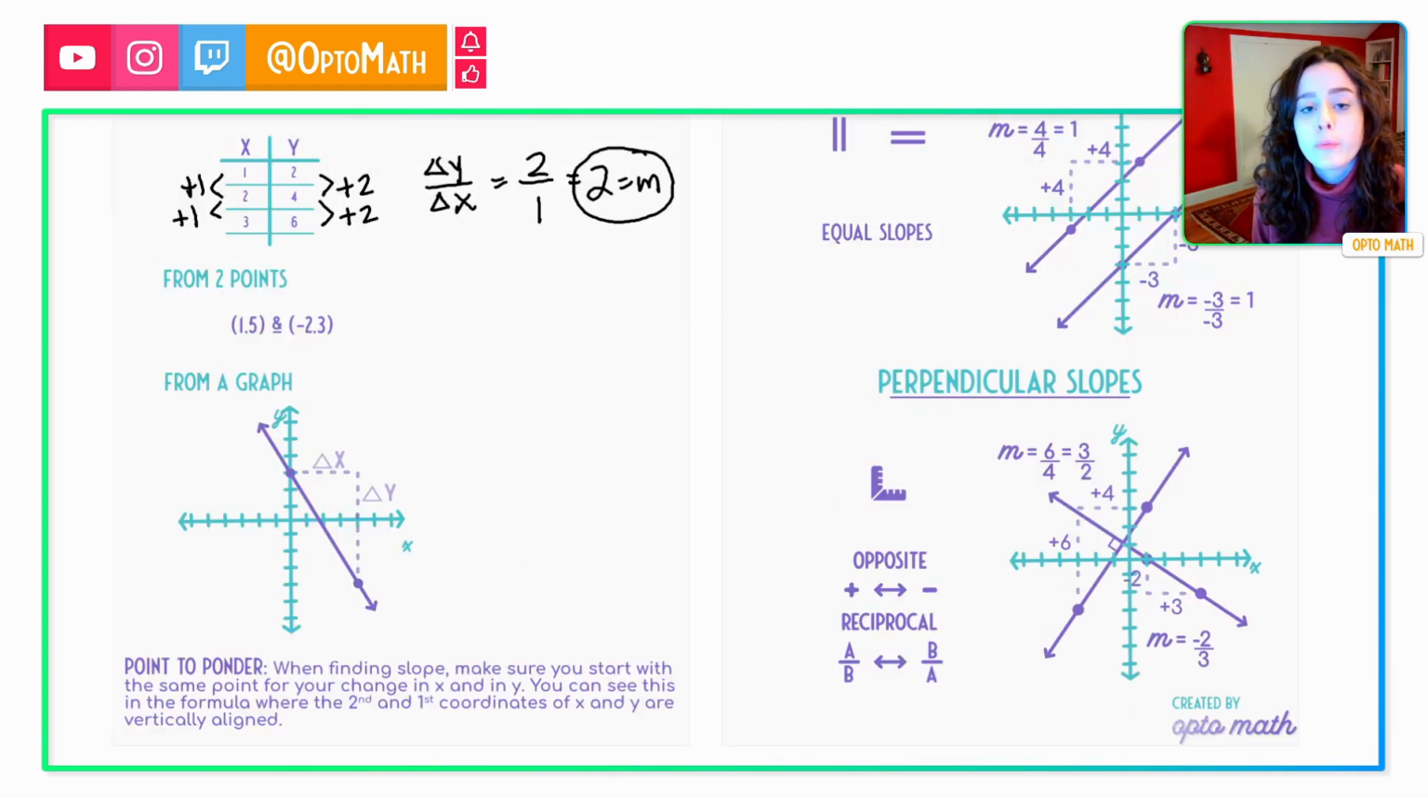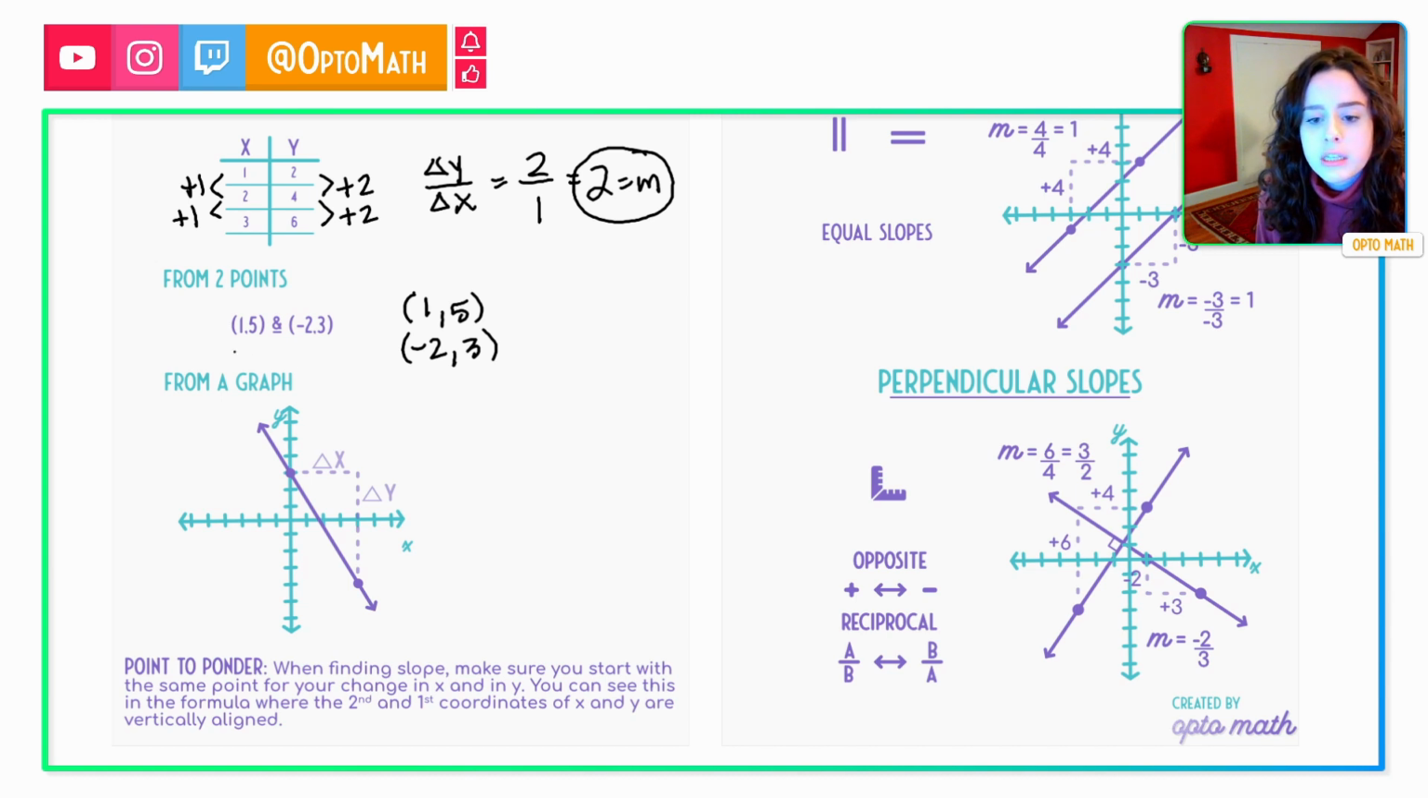Next, let's look at slope from 2 points. So this is very, very similar to looking at a table. And I also like to take my points and draw them where they are vertically aligned. So (1, 5) is our first point, and our second point is (-2, 3). The reason I like to do this is because it's much easier to keep track of what point you're starting with and what point you're ending with.